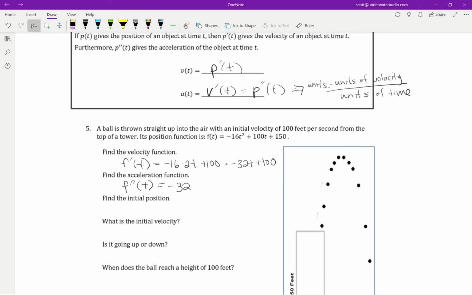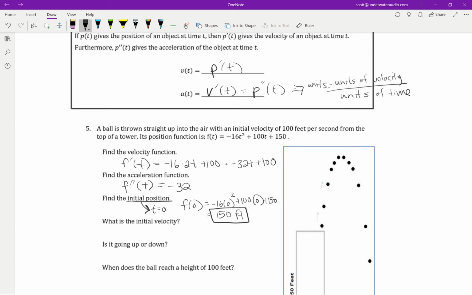So if I want the initial position, that means t equals 0. And I want position, so I will do f of 0. So that's negative 16 times 0 squared plus 100 times 0 plus 150. So 150. I want to check with units here. Feet. Okay, yeah, well, it's actually, this one's position, so it's just 150 feet.